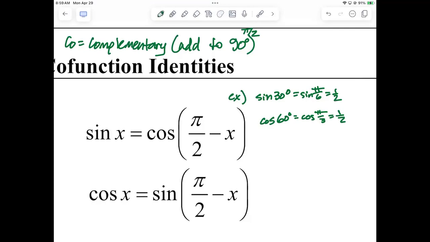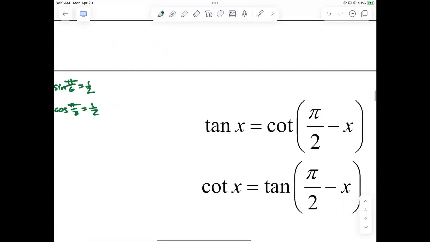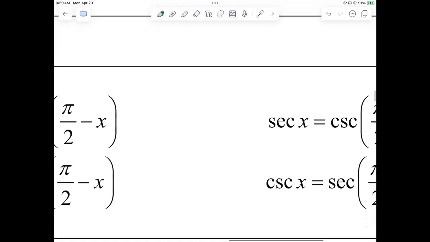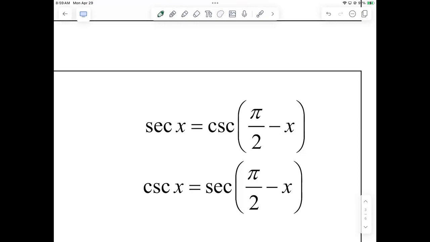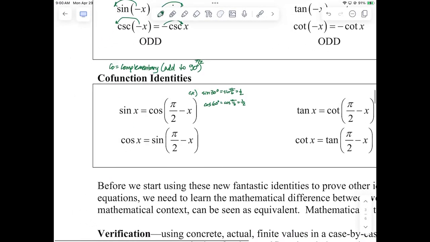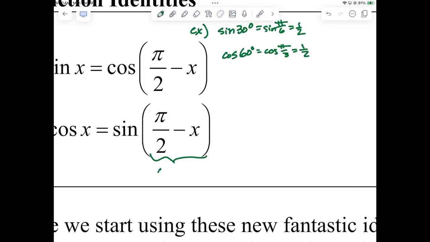That's what we say. The next set of complementary functions are tangent and cotangent. Tangent of x is equal to cotangent of the complement of x, pi halves minus x, and vice versa. And then we've got secant and cosecant. They're complements of each other, so their trig ratios are equal at complementary angles. We've been talking about that. We haven't seen them written like this, but we should understand why they're written like that. Pi halves minus x is the complement of x. That's what we call it.